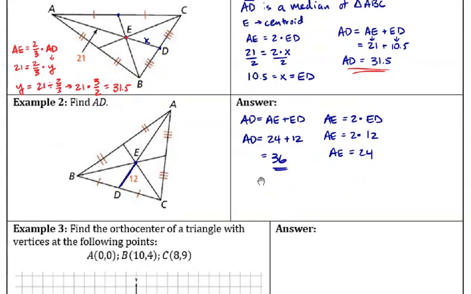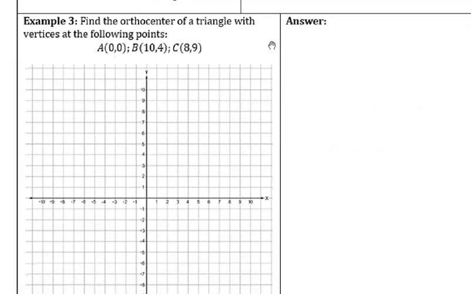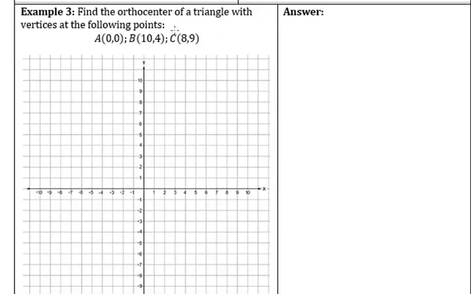Okay, so now we have one other problem that we're going to look at that has to do with altitudes, because what we are doing is finding the orthocenter of a triangle. And remember, the orthocenter is the altitude concurrent point. So it's the point of concurrency for the altitudes of a triangle. That's what the orthocenter was. So it wants us to know the actual coordinates of that orthocenter.